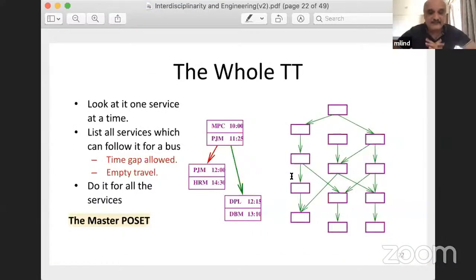And mathematically too, they are very interesting, because essentially given the timetable, I can construct a partial order out of it, right? So basically, given a trip, what are the possible trips which can follow it? If you see MPC to PJM is one trip which ends at 11:25, the same bus can do a PJM to Harmal because it starts at 12, so I can put an arrow here, then I can put an arrow there, and so on, and I construct this partial order. It's a master TT POSET.